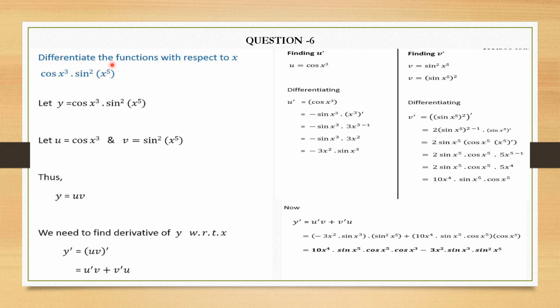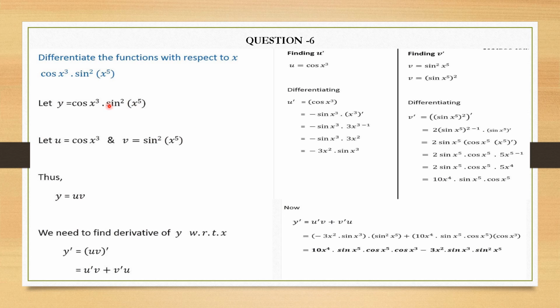For this part, sin² x⁵, firstly I need to apply the power rule. So it will be 2 sin x⁵ into the derivative of sin x⁵. Now leave the power behind. The derivative of sin is cos x⁵, and then the derivative of x⁵ is 5x⁴.